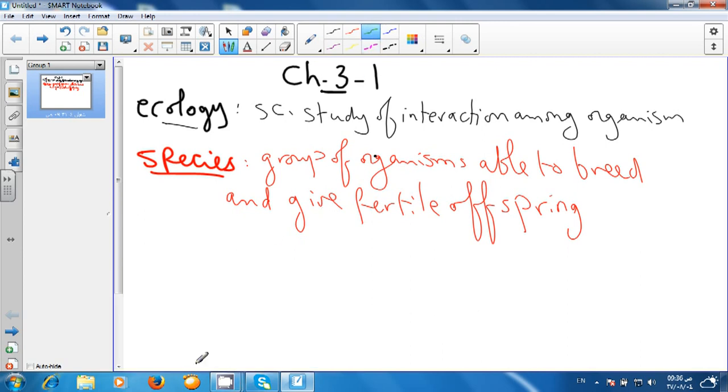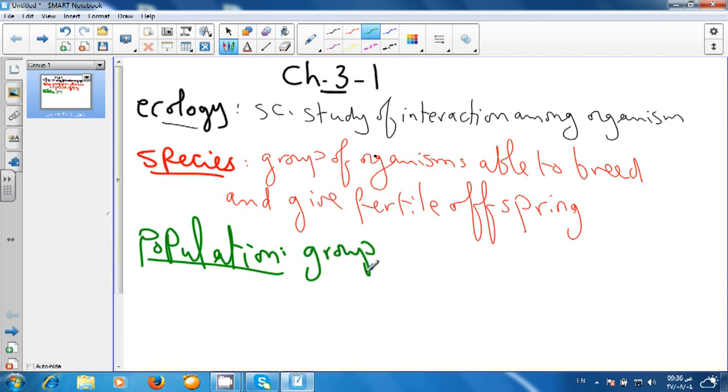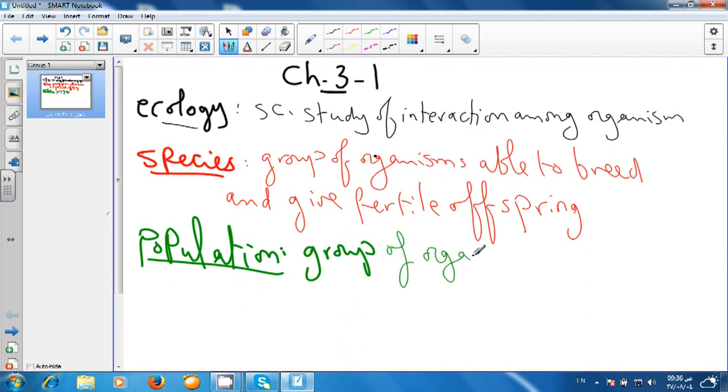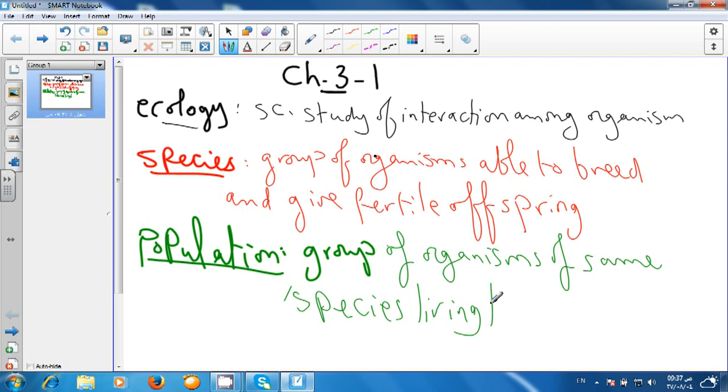And then population. So population means a group of organisms belonging to the same species living together in the same area. So like when I say population of deer, they are all deer. Population of giraffes, they are all giraffes, and so on. So this is a group of organisms of the same species living together.